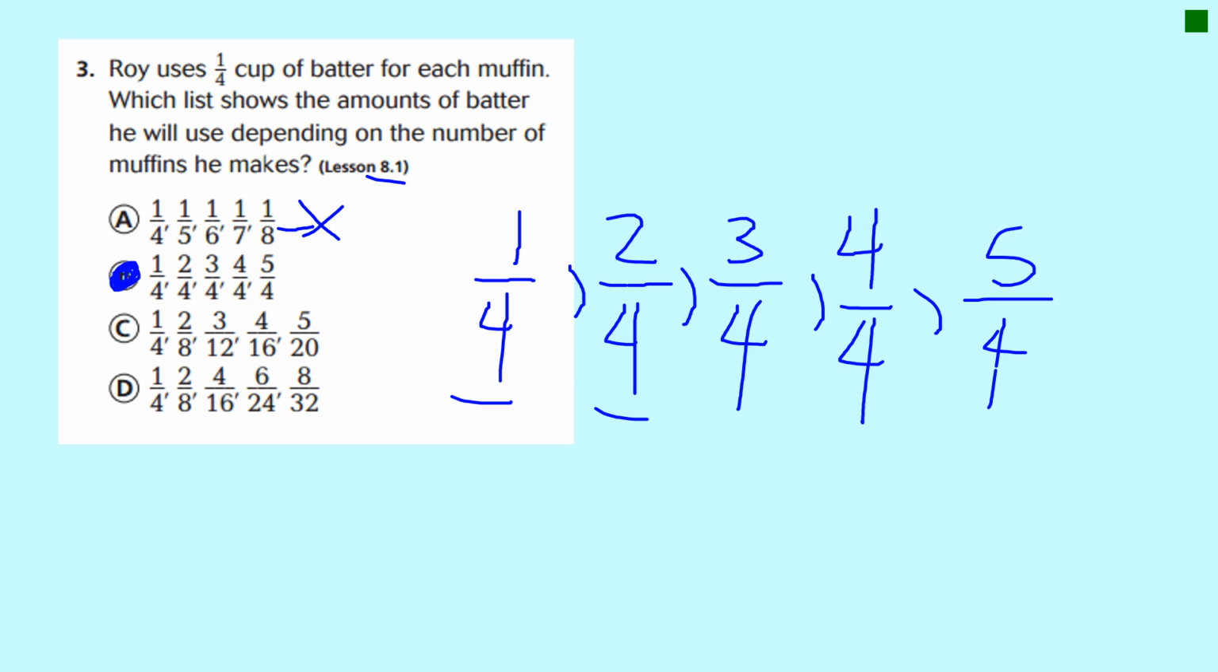Because then look at C. They're going up by 4s in the denominator and up by 1s in the numerator. No, no, no. What are they doing in D? They're doubling everything. D's cray-cray.